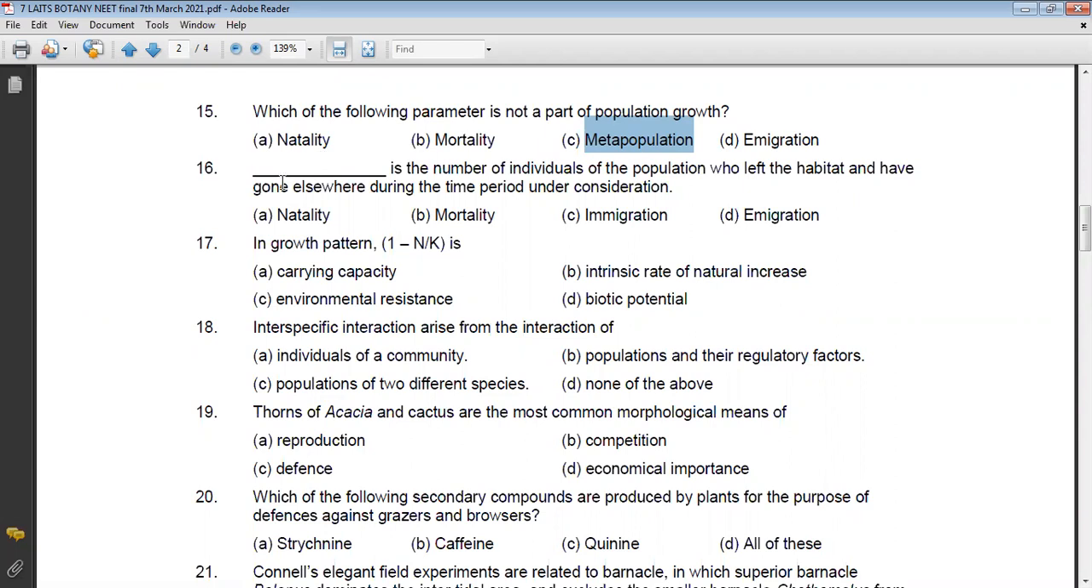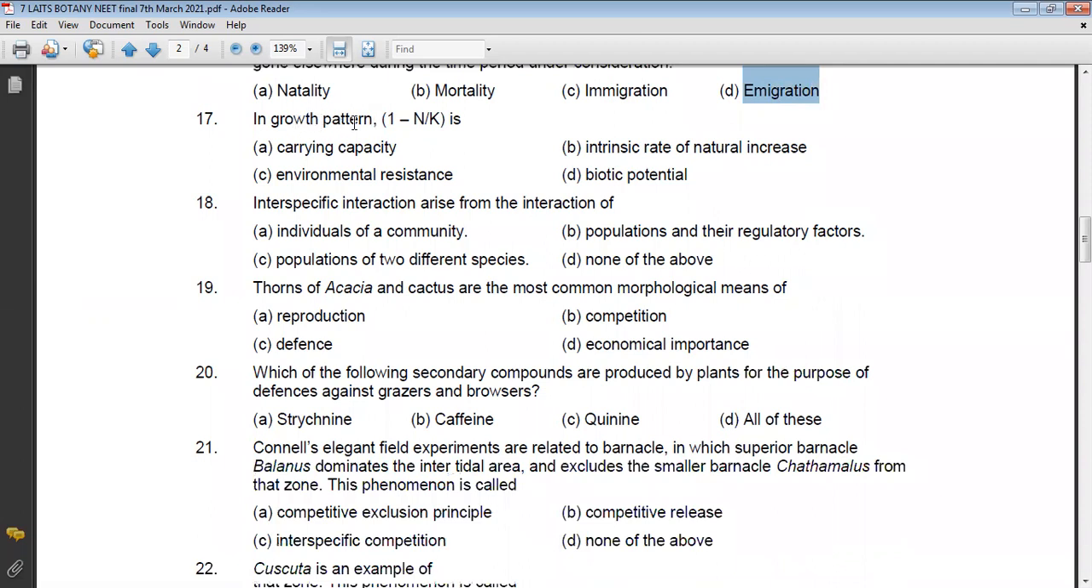Question number 16. Dash is the number of individuals of the population who left the habitat and have gone elsewhere during the time period under consideration. So when individuals go away from a population, then what happens? Then that is called emigration. So the answer will be emigration.